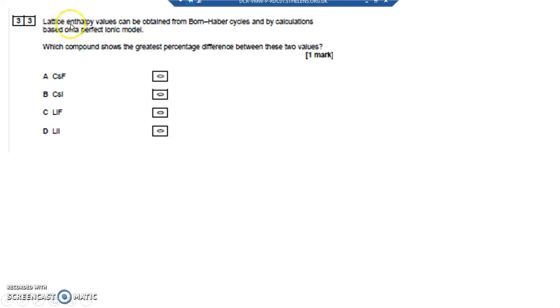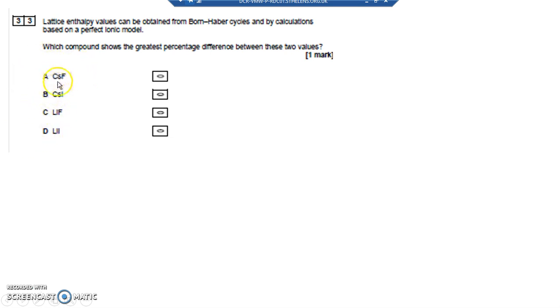Question 33. Lattice enthalpy values can be obtained from Born-Haber cycles. So that's using an ionic lattice model, making an ionic lattice, and by calculations based on a perfect ionic model where atoms form perfect ions by either losing or gaining electrons. So both of these are based on ions, the perfect ionic model forming an ionic lattice. Which of these compounds shows the greatest difference from these? In other words, shows the least ionic character?